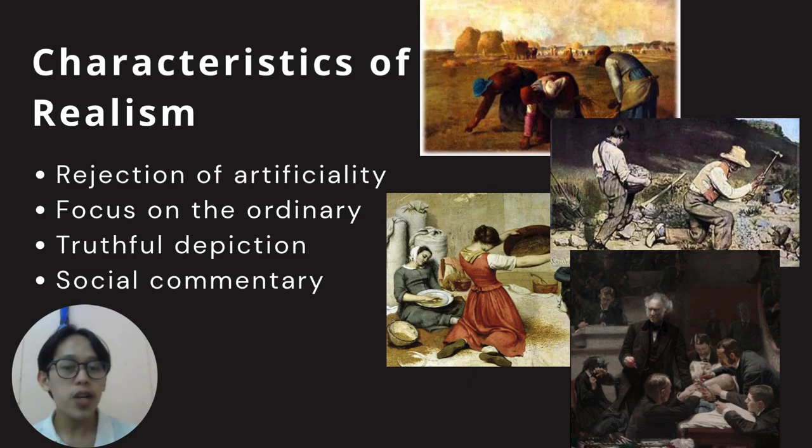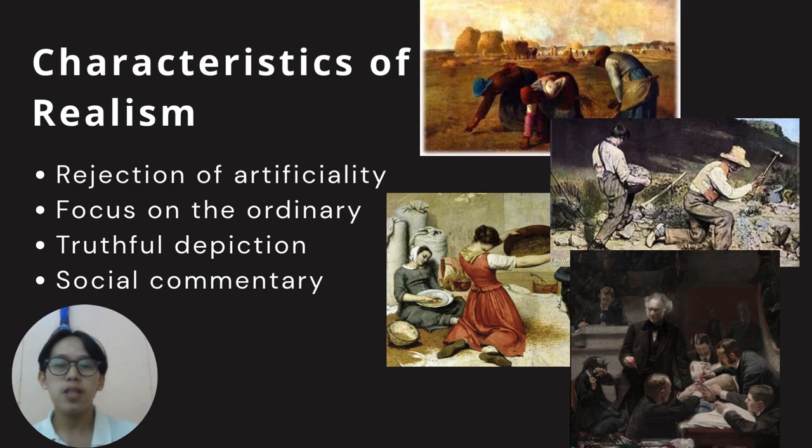Second is the focus on the ordinary. Realist artists emphasize everyday people, workers, peasants, and the middle class, rather than nobility or mythological figures. Third is the truthful depiction. Realist artists aim for a truthful and accurate representation of nature and contemporary life rather than imitating past artistic achievement.